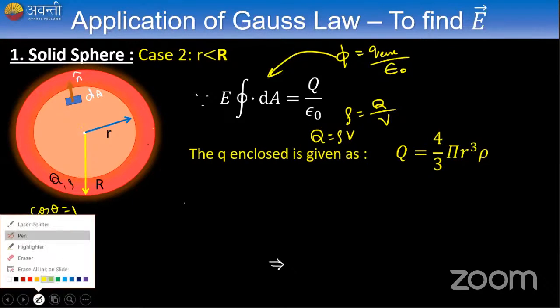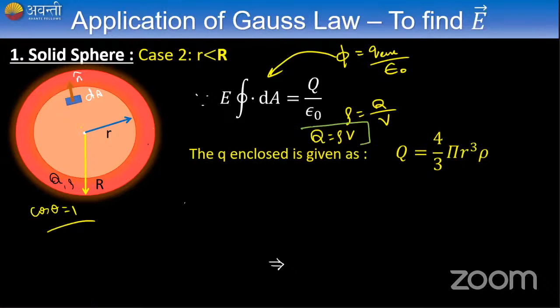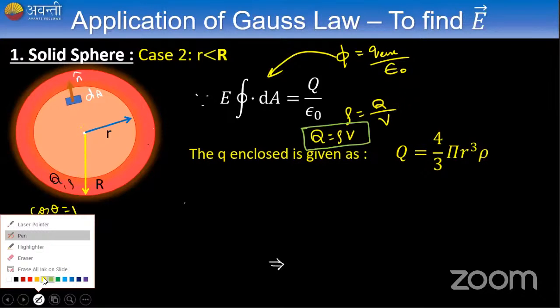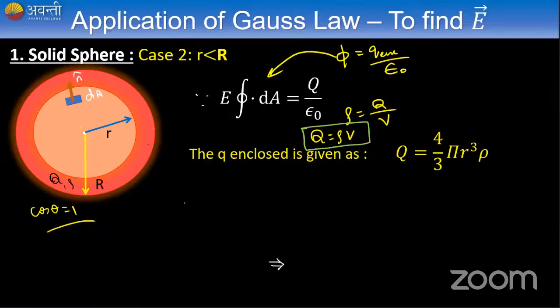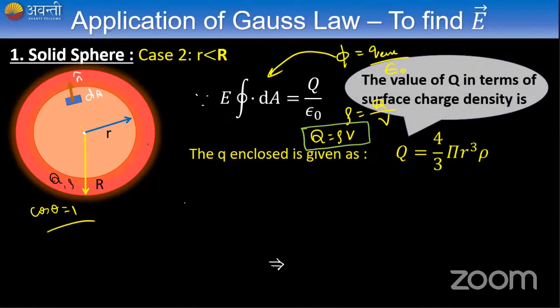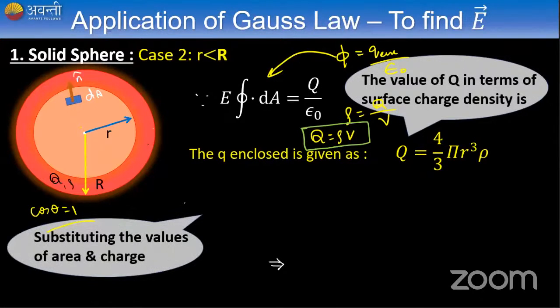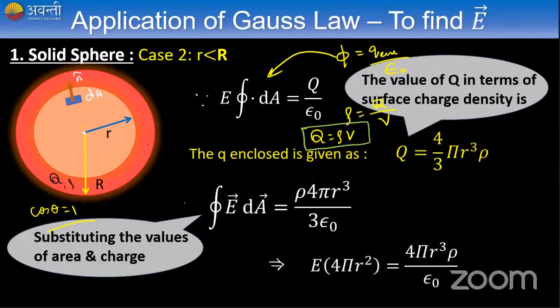So I've directly applied this, since we had checked this condition in our previous case. So I'll get Q equals 4 by 3 pi r cube times rho, where 4 by 3 pi r cube is my volume. Then substituting the values of area and charge, I would get E dot A equals 4 pi r cube into rho by 3 epsilon naught.